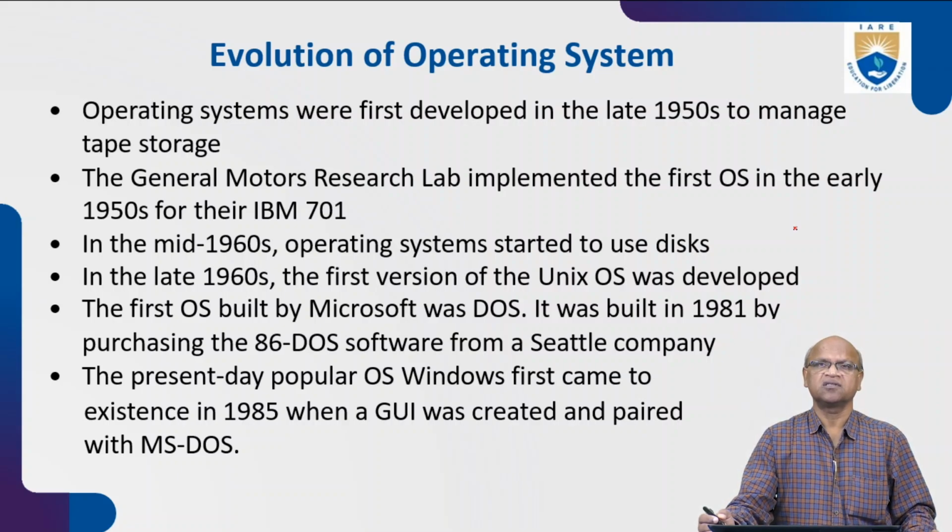The General Motors Research Lab implemented the first OS in the early 1950s for the IBM 701. In the mid 1960s, operating systems started to use disks. In the 1960s, the first version of the Unix OS was developed. The first OS built by Microsoft was DOS, which stands for Disk Operating System. It was built in 1981, purchasing the 86-DOS software from the Seattle Computer company.